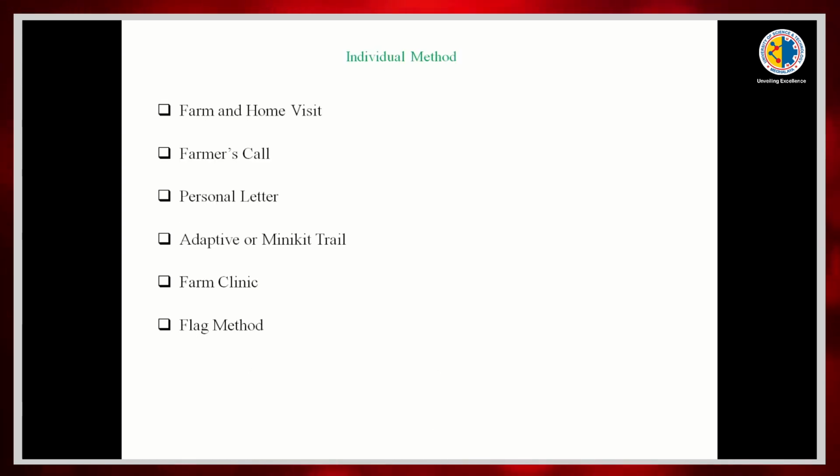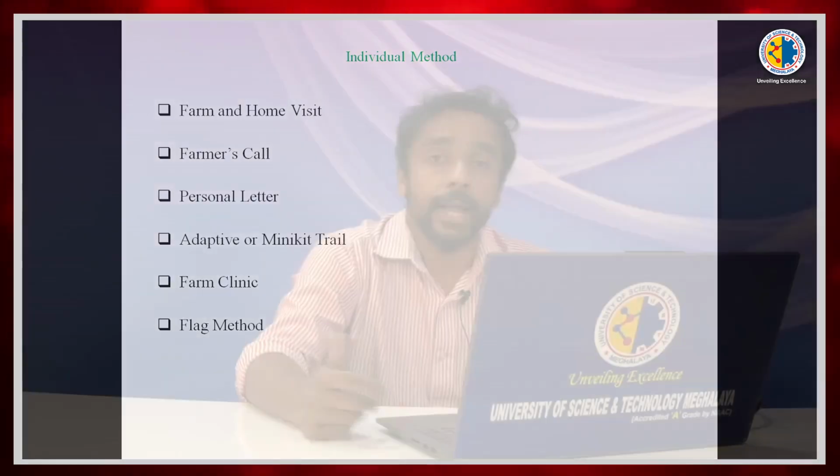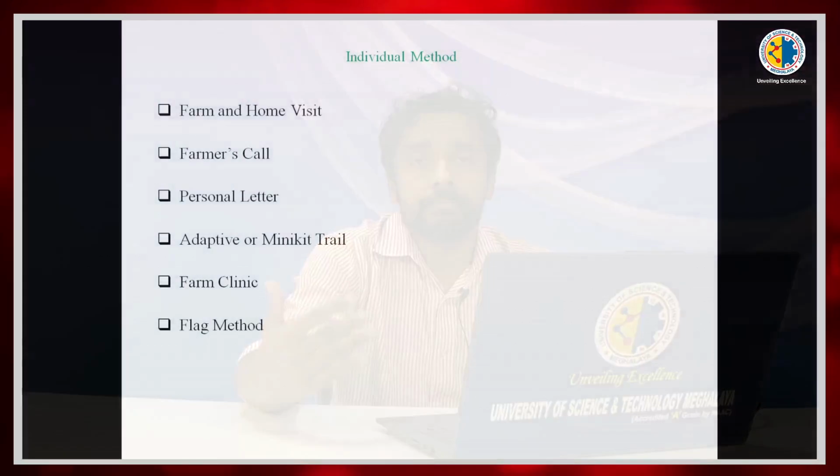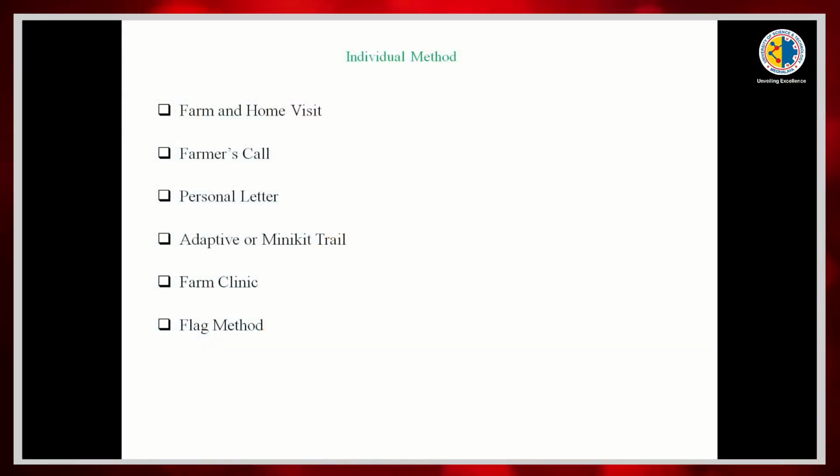Next we will go for individual methods: farm and home visit, farmers call, personal letter, adaptive or mini-kit trial, farm clinic and flag method. Farm and home visit: individually we can visit the farm and individually we can visit the home, meaning we will visit the individual farmer's home. Then farmers call, we have to attend the farmers call. Personal letter, they can send us a letter and we have to get back as soon as possible.